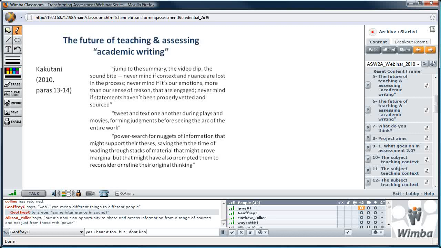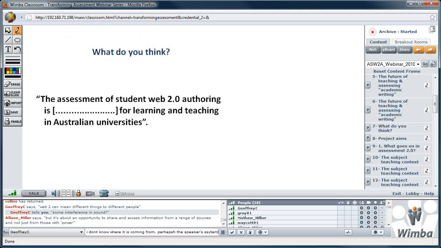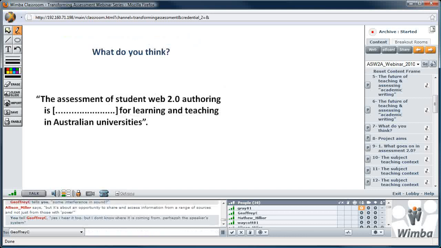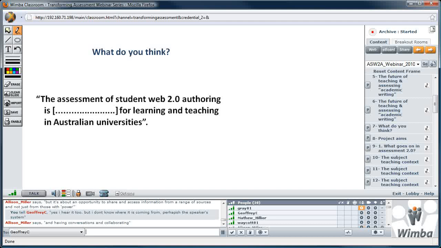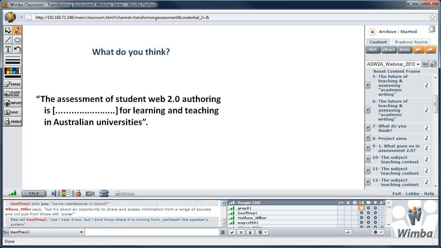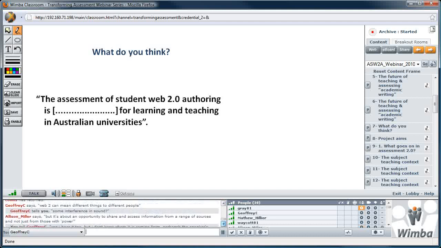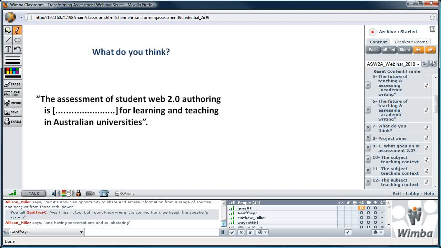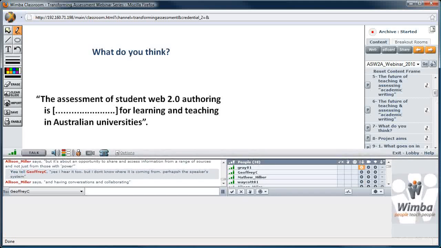the chat window to fill in the blank here. This is an activity that we used late last year. Some of you will have already had to do this little task, and your adjective, word, or phrase may have changed since you first did it, but it may not have. So please use the chat window to unfold some of the ideas that you might have at the outset of today's webinar about what assessing students' Web 2 authoring might mean for learning and teaching at Australian universities.